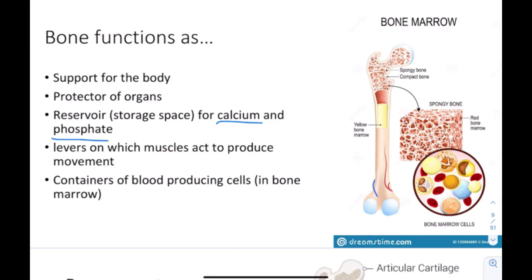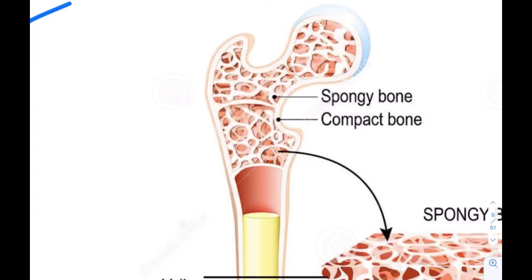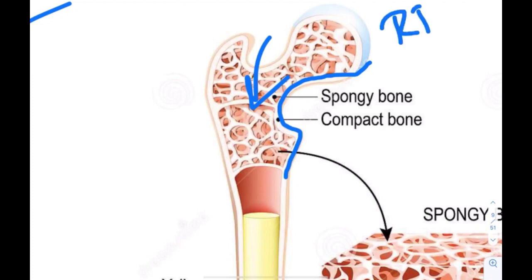They also act as levers on which muscles act. So you have the bone, and on top of the bone you have muscle. The muscle contracts and acts on the bone to move the bone, basically. They also contain blood-producing cells. Over here we have two types of bone. We have compact bone on the outside, and on the inside we have something called spongy bone. In between there are spaces where there is red bone marrow. This red bone marrow contains bone marrow cells which produce blood.